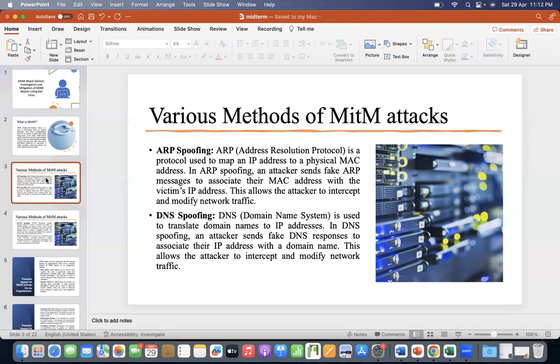And coming to DNS spoofing, DNS is used to translate domain names to IP addresses. In this type of spoofing, an attacker sends fake DNS responses to associate their IP address with the domain name. This allows the attacker to intercept and modify the network traffic.